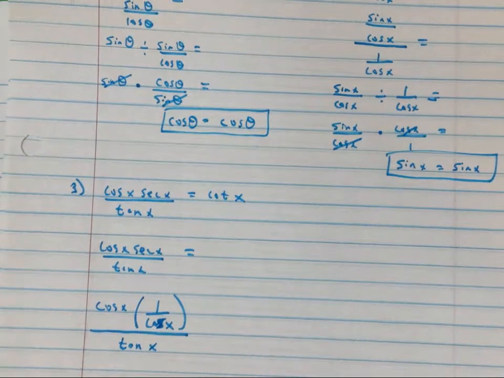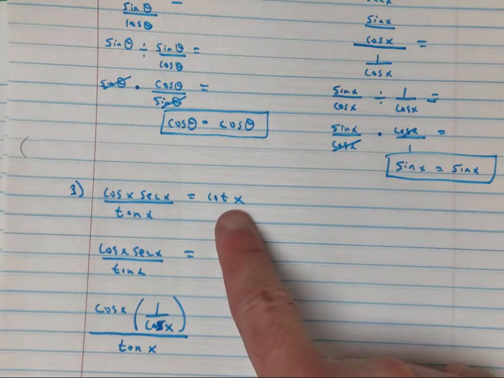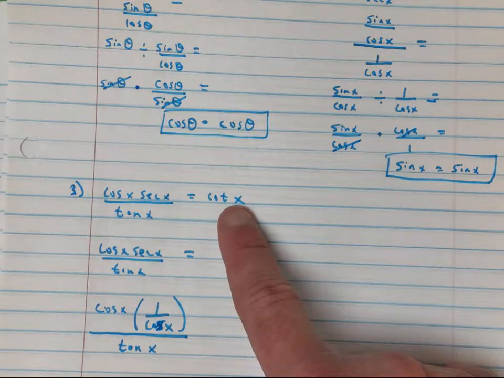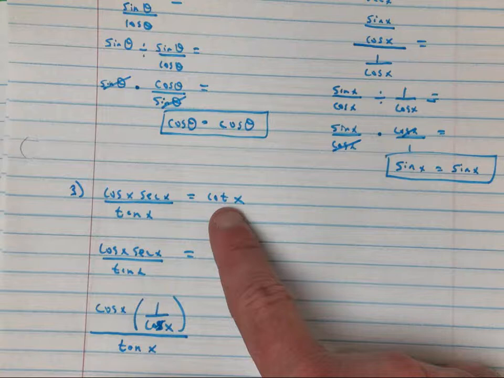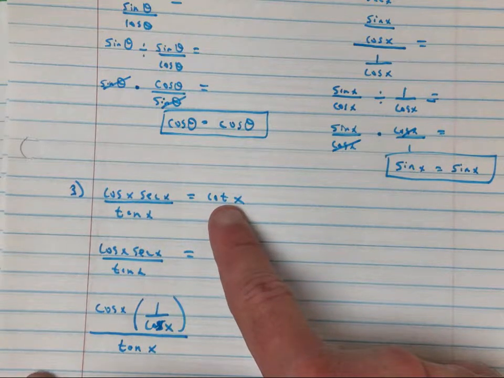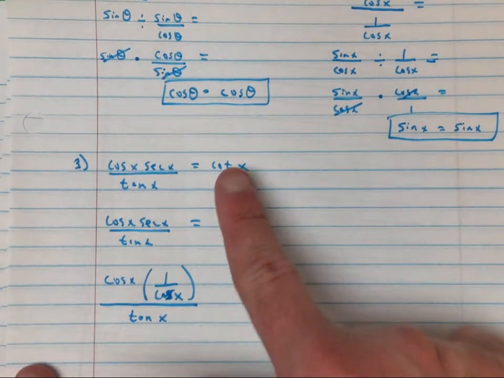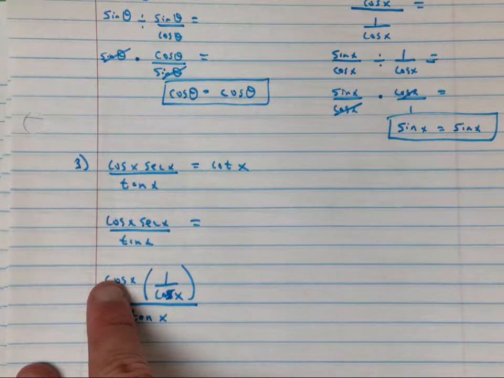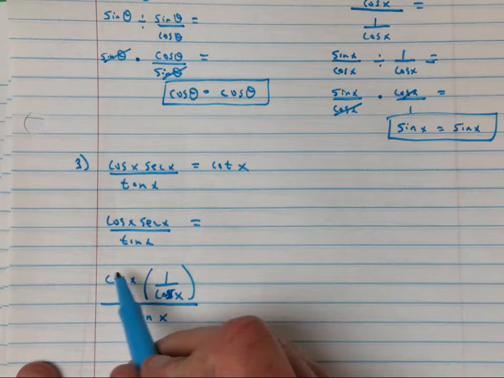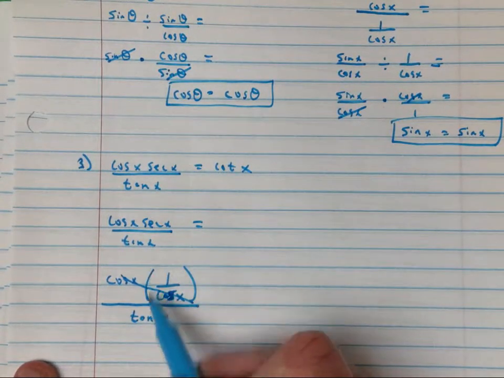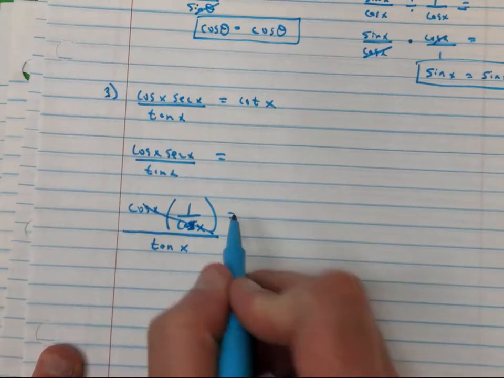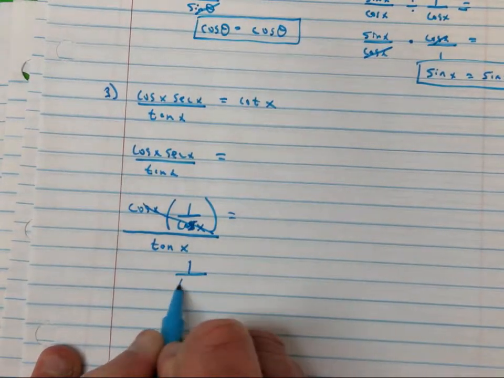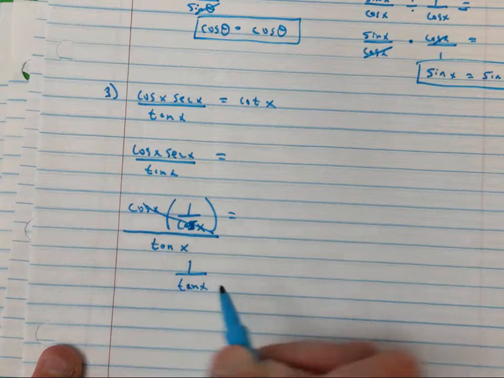Now, you might say, Mr. Session, why didn't you break tangent down? Remember this right here. I want this to be cotangent. Just know, always keep what you're trying to get it to in your mind. Right here, cosine and this cosine can cancel out, leaving me 1 over tangent x.